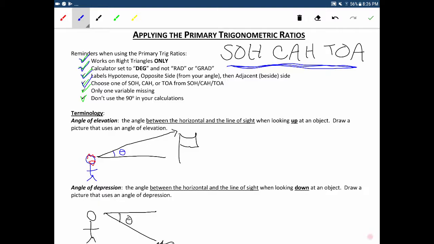If you have more than one variable missing at this point, you have messed up and you'll have to do something else. You should never, ever, ever be using the 90 degrees in your calculation. Do not use the 90 degrees. If you're using the 90 degrees, you're doing it wrong, okay?